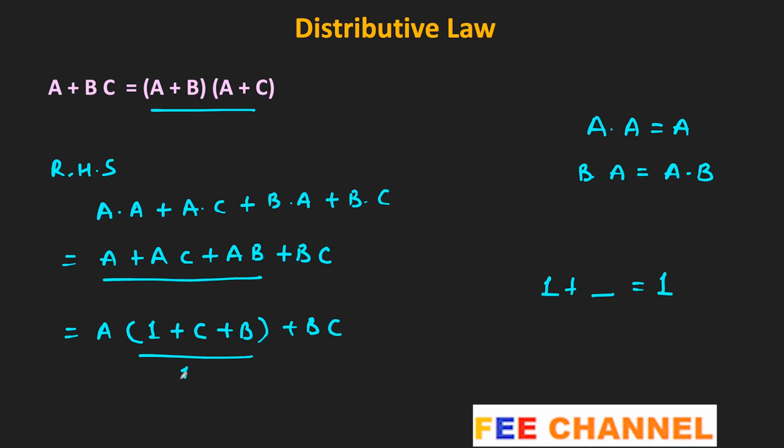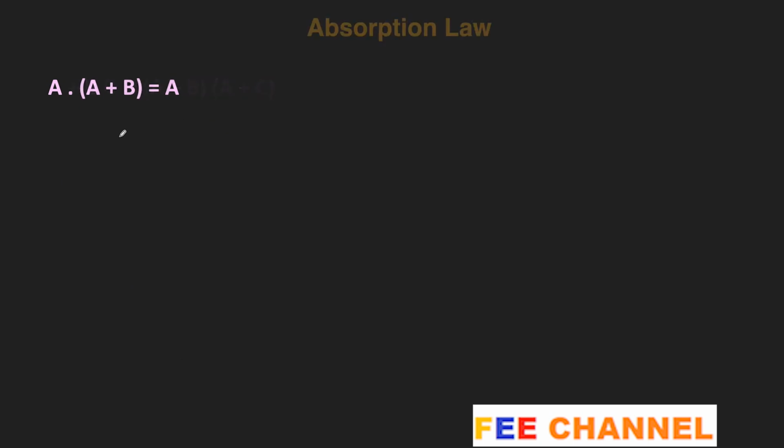Now, once again we know that 1 plus something is always equal to 1. That means this is equal to 1. So, we can write it as A.1 plus BC. And we know that A.1 equals A. That is equal to A plus BC, and that is equal to the LHS. So, that is the second distributive law.